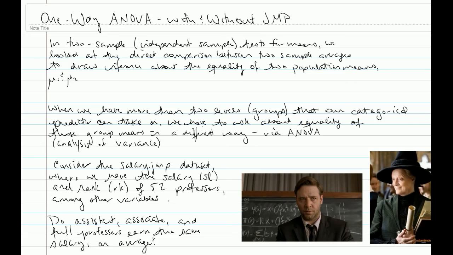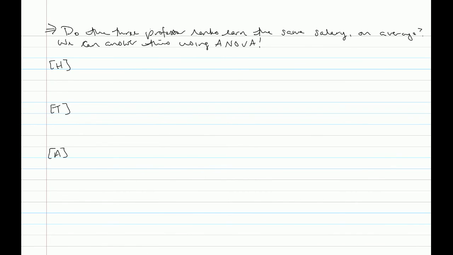So, written another way, do these three professor ranks, assistant, associate, and full, earn the same salary on average? So we want to know, are μ1, μ2, and μ3, as our variables of interest, the same? And we can answer this using ANOVA.